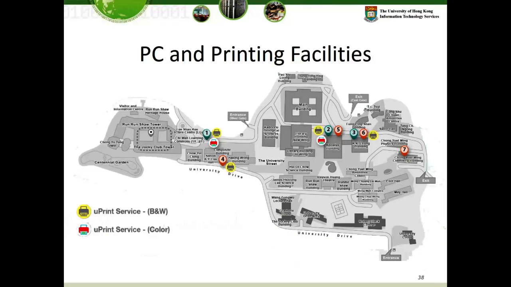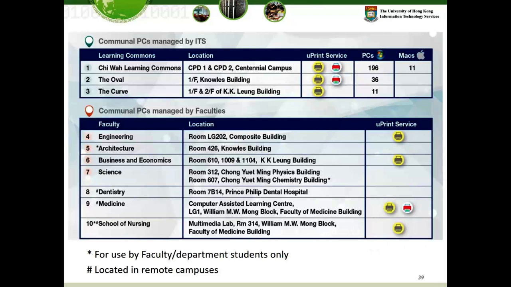So let's take a look at the PC and printing facilities. We have different printing and PC facilities throughout the classrooms, throughout the campus. And we have black and white printing and color printing. Let's take a look at this table.